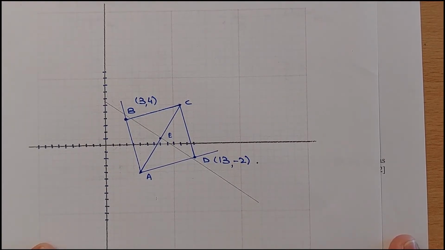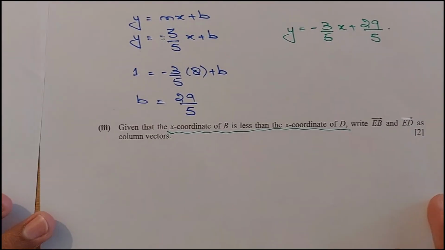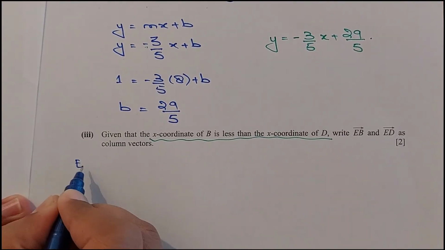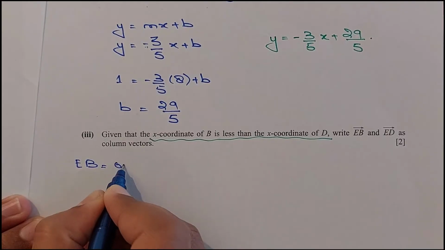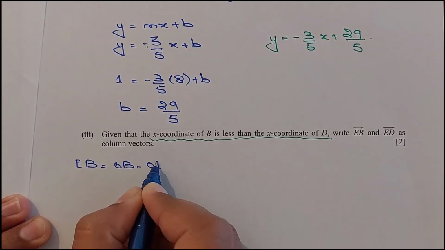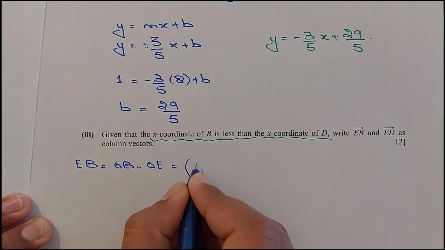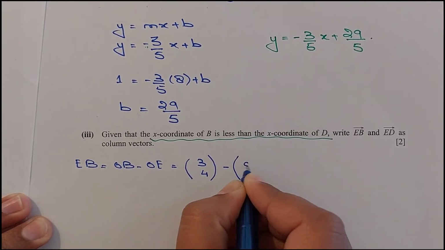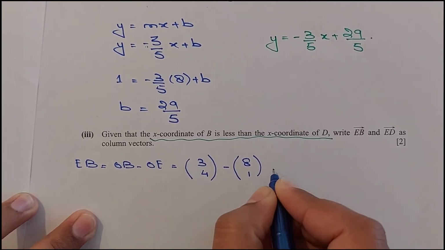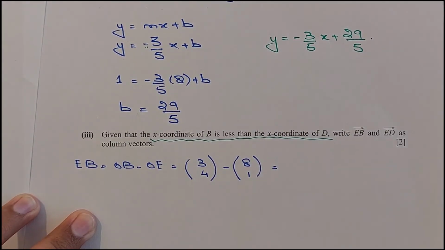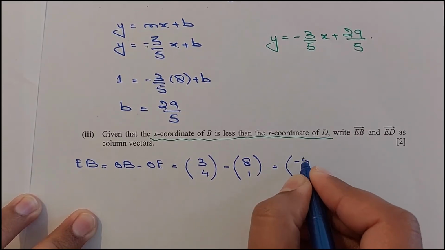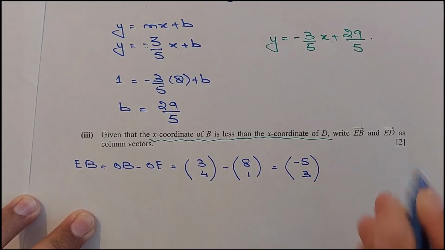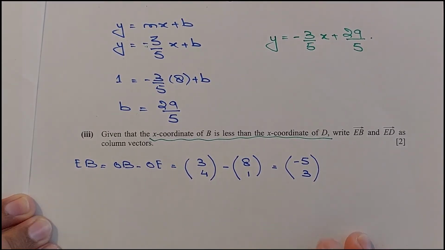So now we have the B and D vectors. Now let me find the column vector EB. Okay, so the vector EB is OB minus OE. So OB we just got is 3, 4. Let me write it down as a column vector. Minus OE, the midpoint, that is 8, 1. So 3 subtract 8 is minus 5. And 4 minus 1 is 3. So the column vector EB is minus 5, 3.